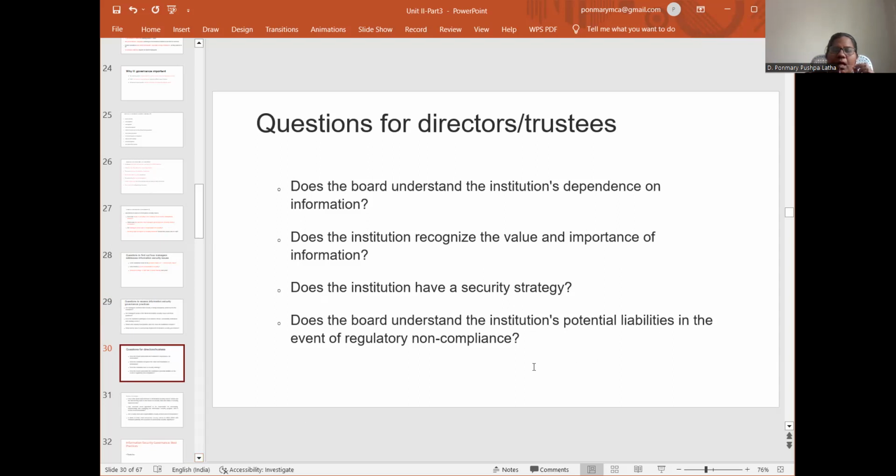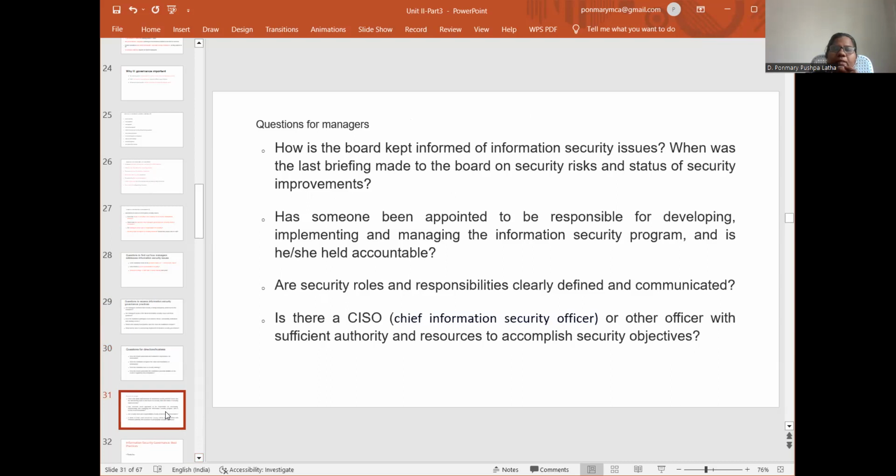And the compliance. Does the board understand the institution's potential liability in the event of regulatory non-compliance? Really, do they follow the standards or not?